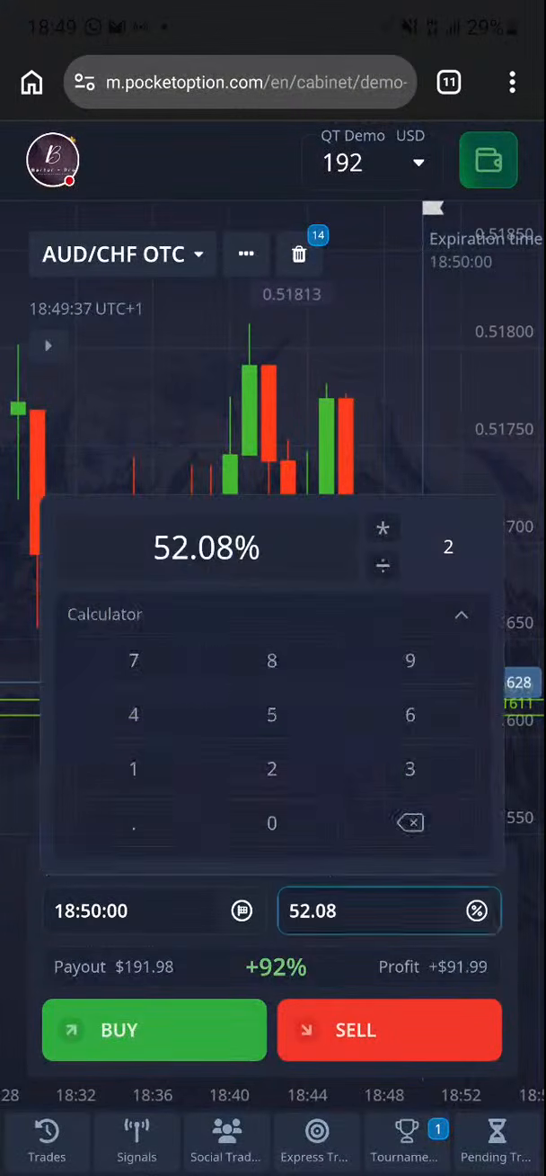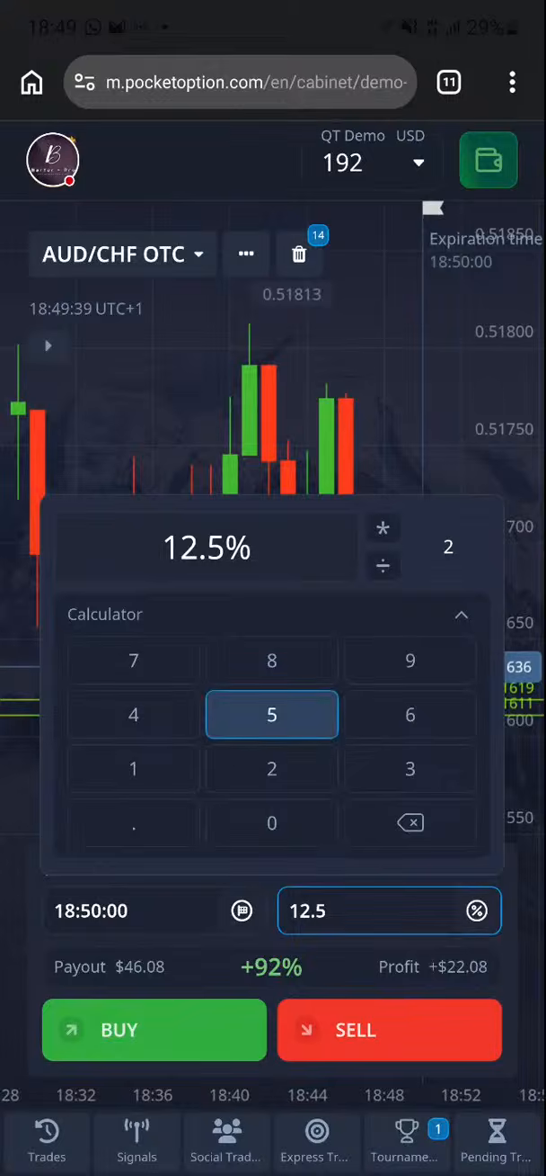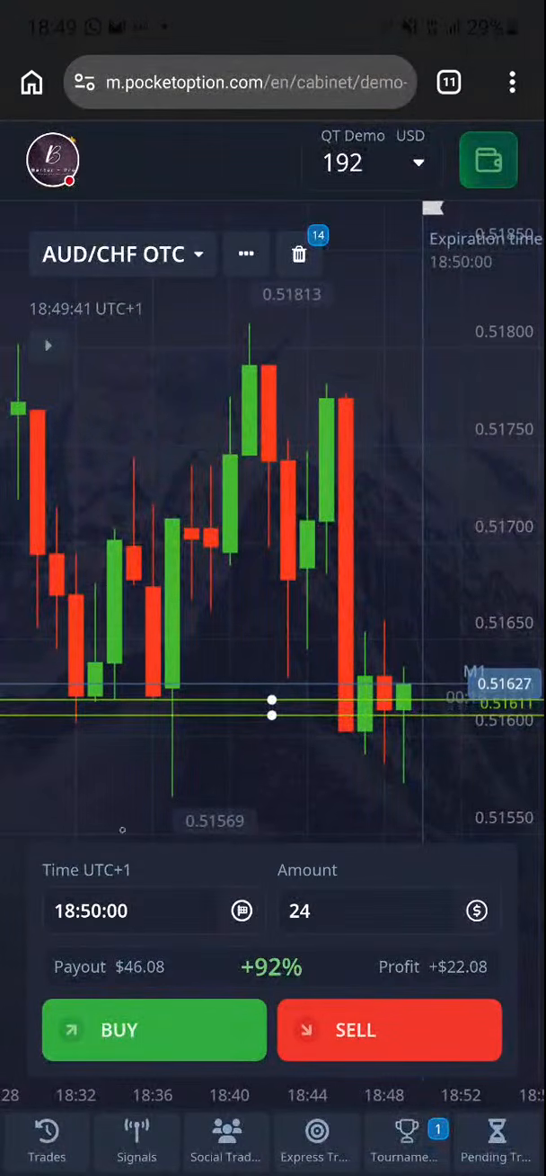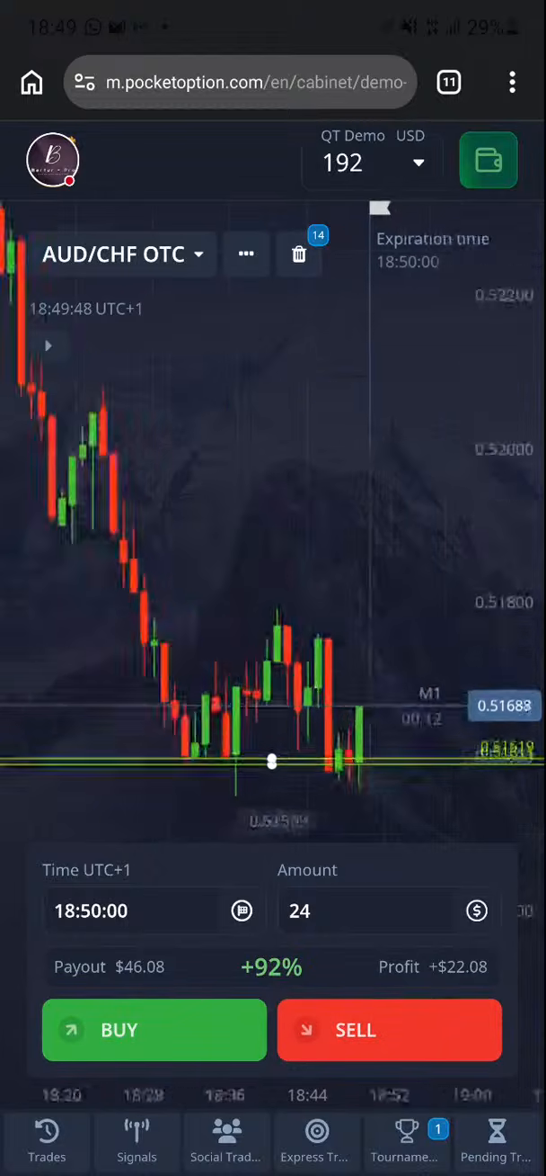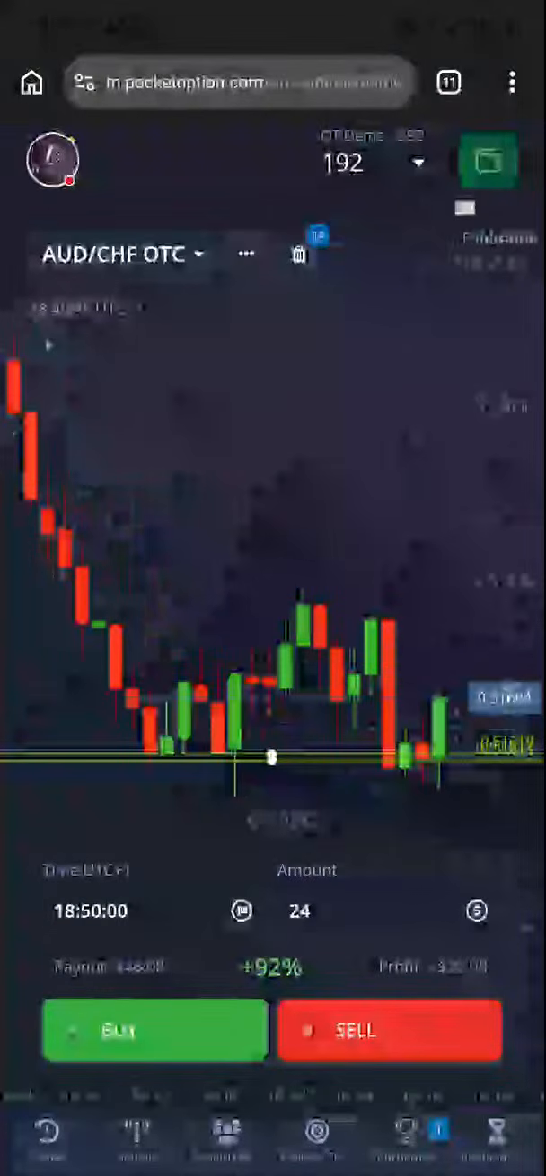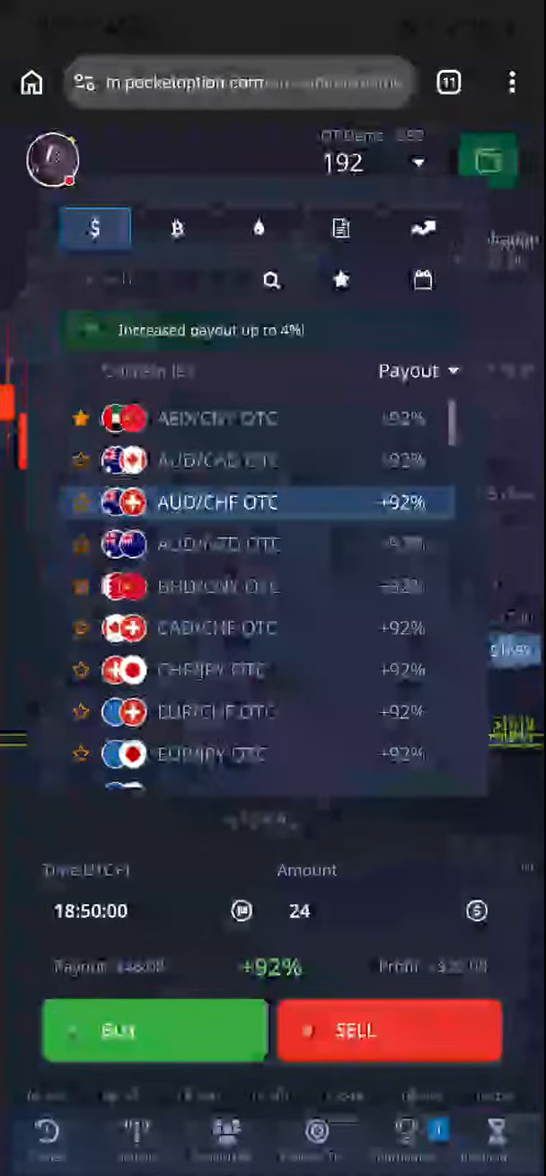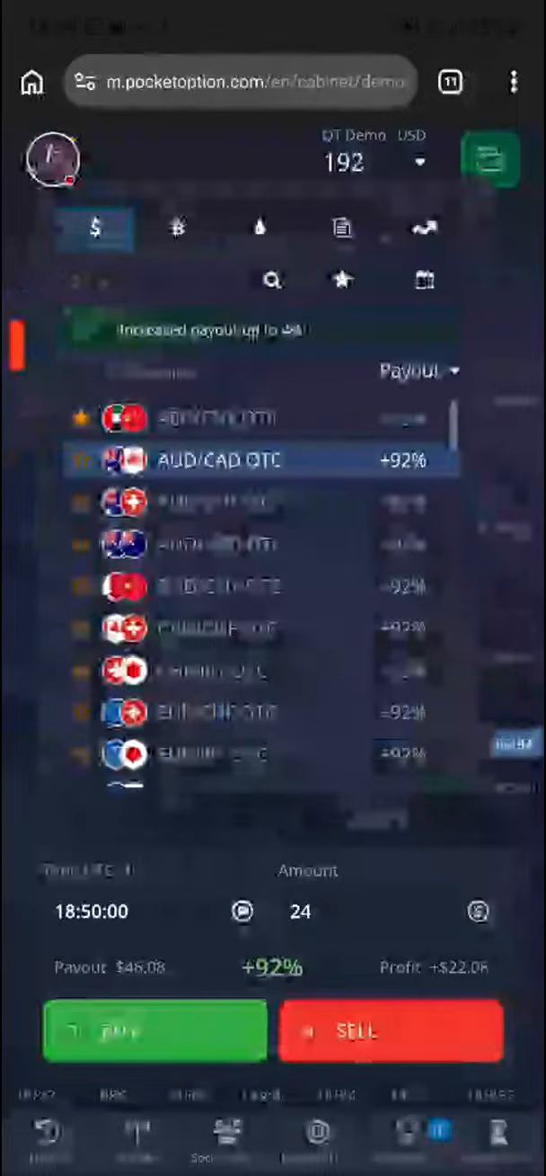But no worries, we're still going to go in with 12.5%. So this time around, this is the reason why I always set the amount before I start trading. But no problem. This is a very good trade, guys. Very good. We should keep an eye on these markets.